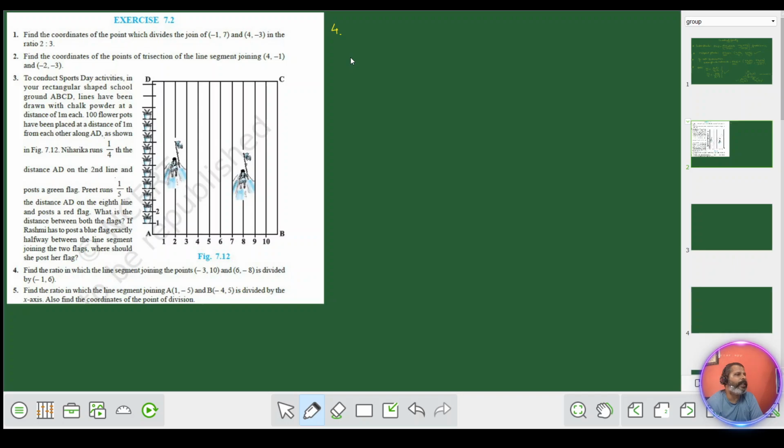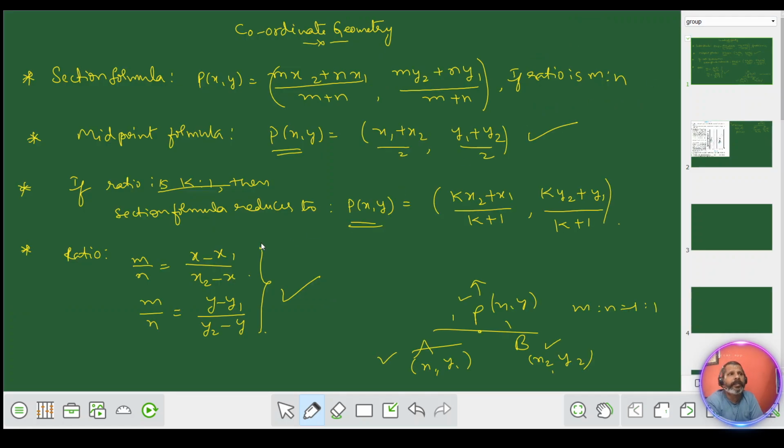Find the ratio in which the line segment joining the points is divided by the point. Ratio is asked here. Two points are given and divided by the point P of minus 1 comma 6. A of minus 3 comma 10 is given, B of 6 comma minus 8 is given. This is x1, y1, x2, y2, and this is x, y. Let A be minus 3 comma 10, B be 6 comma minus 8, P be minus 1 comma 6. The ratio is asked.